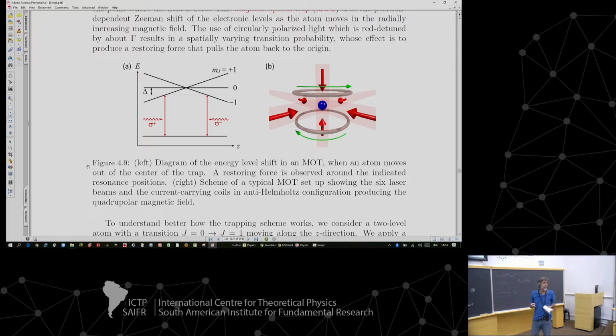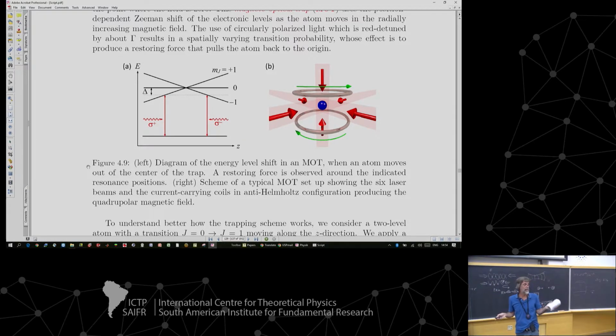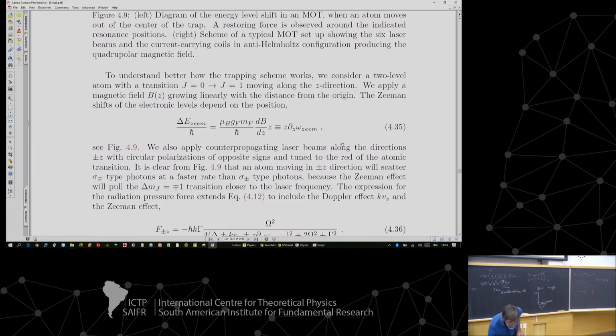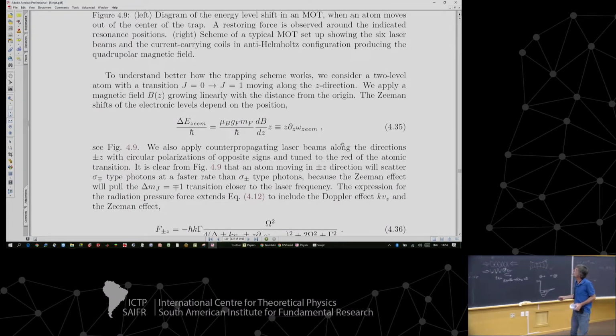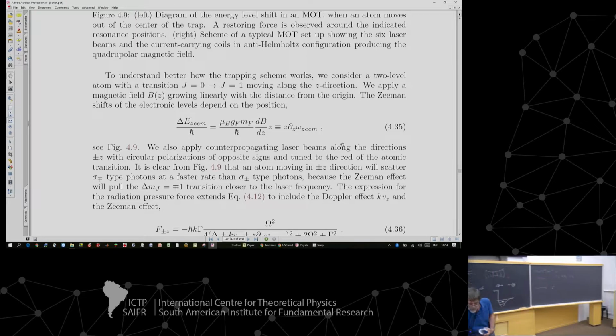But still, the force is radiation pressure, so it's not a conservative potential. You cannot derive it from a potential force. It's a dissipative force because at the same time it does cooling and trapping. To treat this formally, it's not complicated. You just have to calculate the Zeeman shift, so the gradient of the magnetic field in space. Since it's linear, you can write it like that. This is the Zeeman shift, which I already introduced last lecture. Now, this is an abbreviation here, and now you take the same formula that I took for optical molasses.